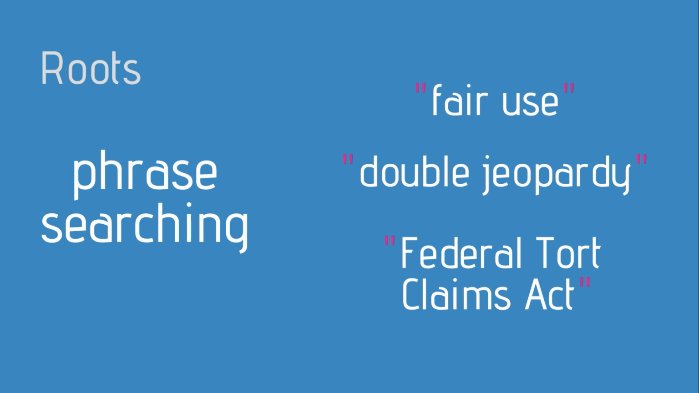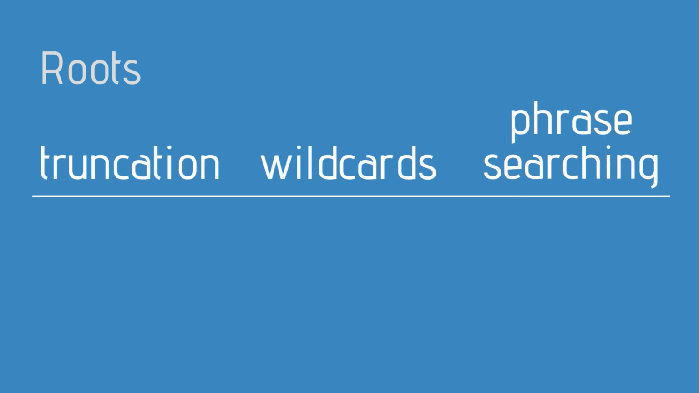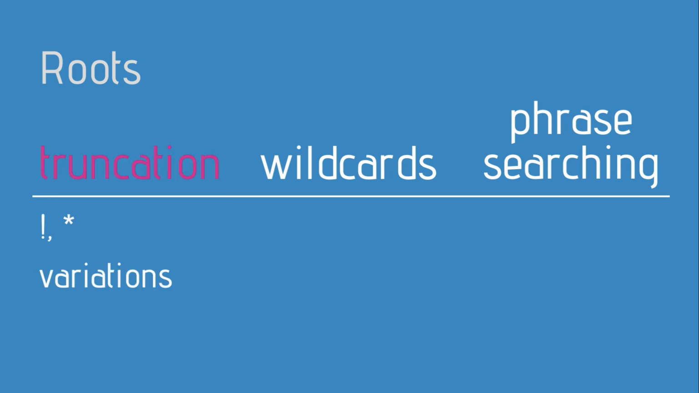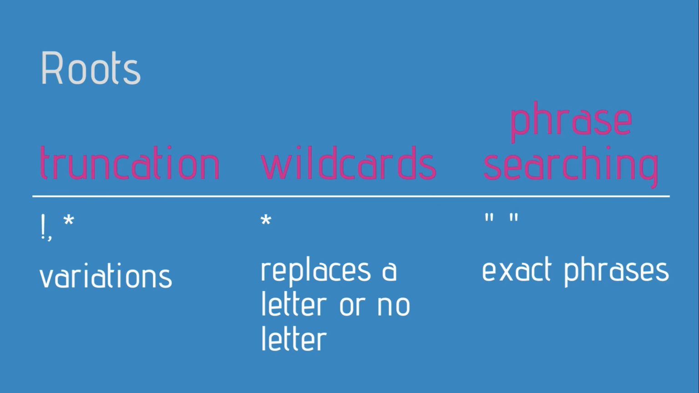So to recap, once you've figured out your terms and different alternatives to those terms, take those terms and find their roots. Think through the different ways they could be spelled, tensed, or have plurals. You can do this through truncation, wildcards, and phrase searching. Have a go to the left on trying out these concepts. Next, we'll be combining our terms together with connectors to form search strings. Exciting stuff!